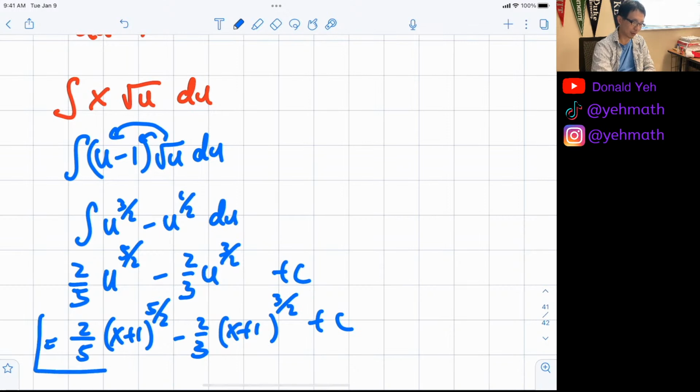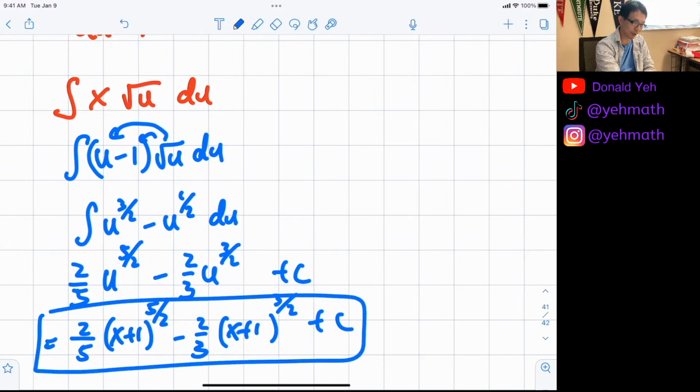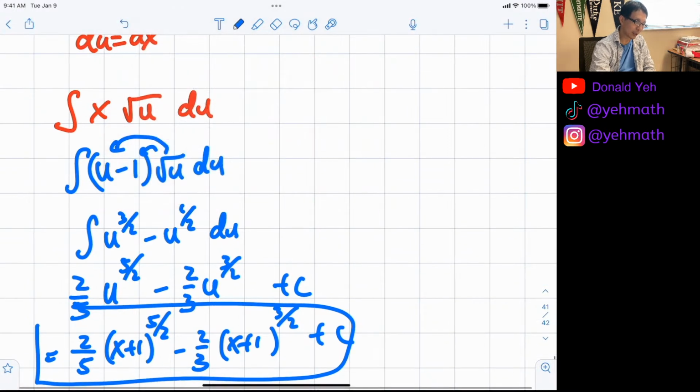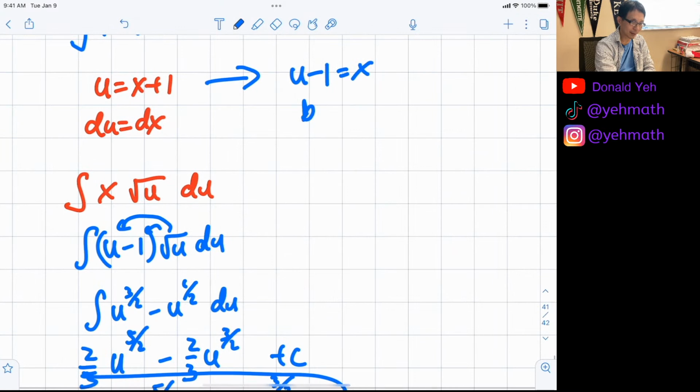And that's how you take care of this issue here. So here's a rule of thumb. I have a name for this one. It's called back substitution.